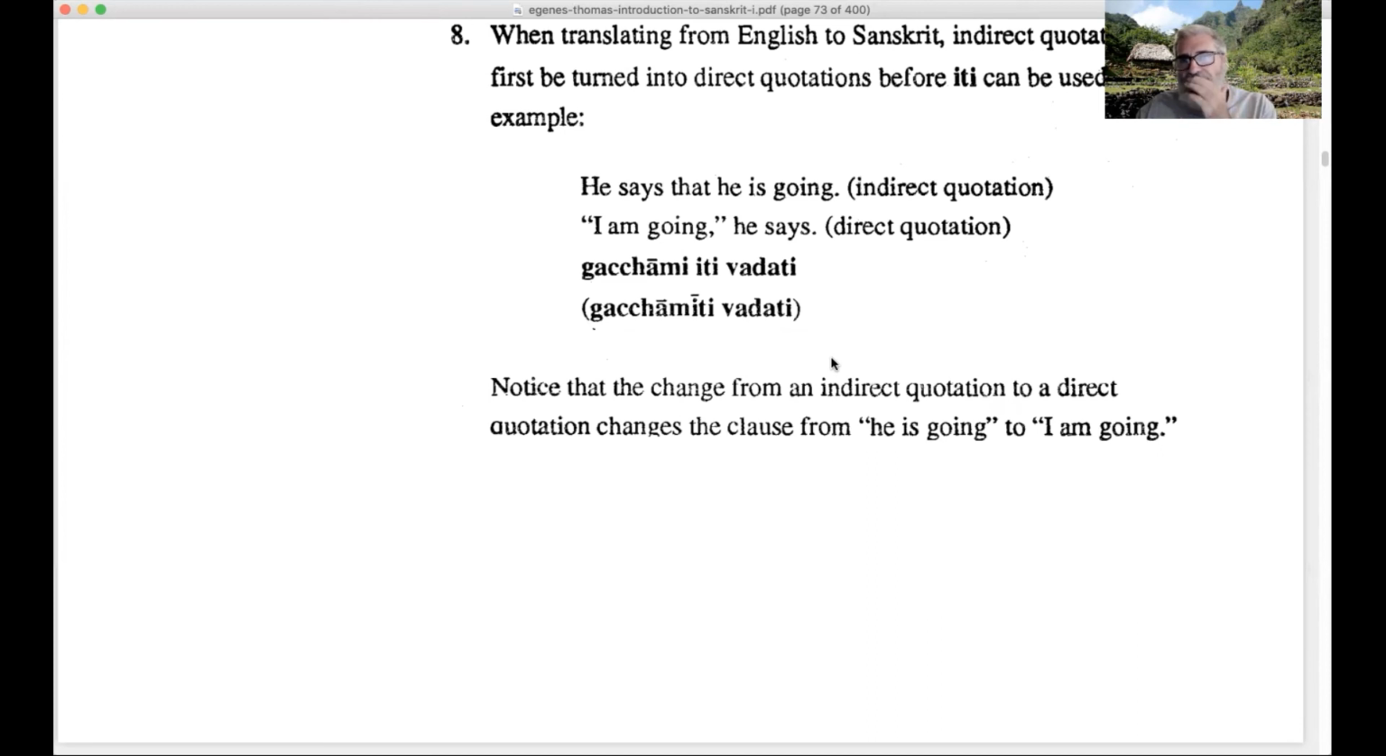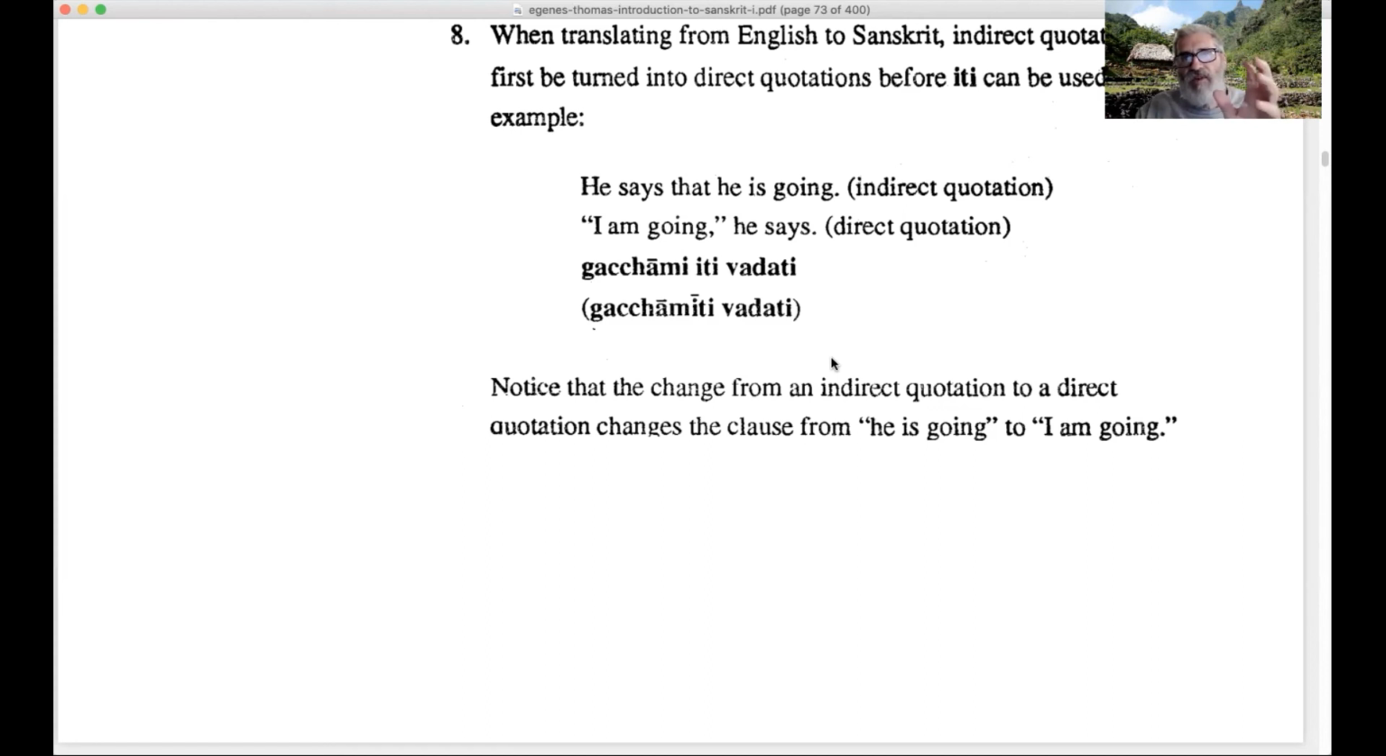Vadati means third person singular, present tense, of vad, to speak. It means he, she, or it speaks or says. So, he says, quote, unquote, "I am going," or "I am going," quote, unquote, he says. That's the way we translate it into English.